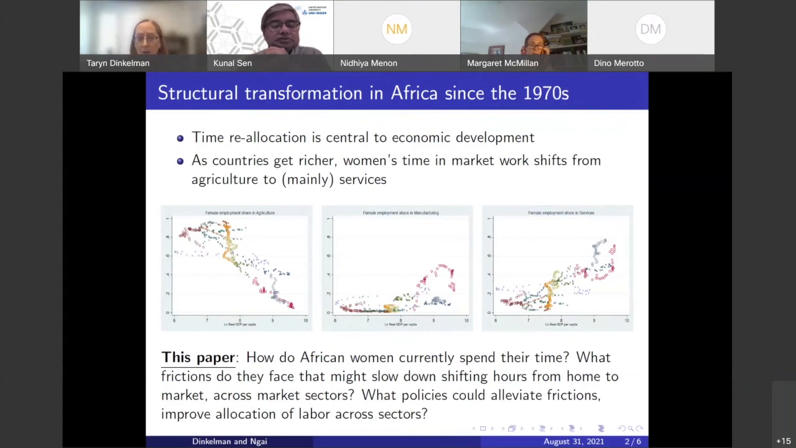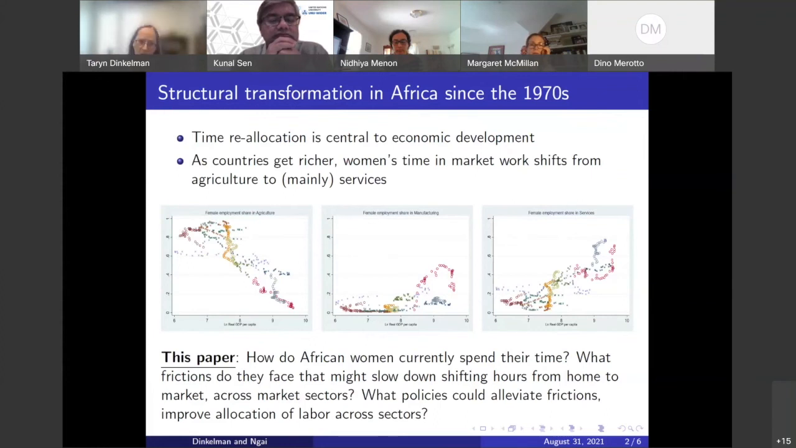And the first graph that I have up here is basically demonstrating that there is some structural transformation in the sector of work among women, using the Africa Sector Database from the Groningen Growth and Development Center. So you can see as countries are getting richer, these are 11 African countries, the share of women's employment in agriculture is falling on the left-hand side, and the share of women working in services is rising. That's the graph on the right-hand side. The middle one is manufacturing, and it's pretty low throughout.